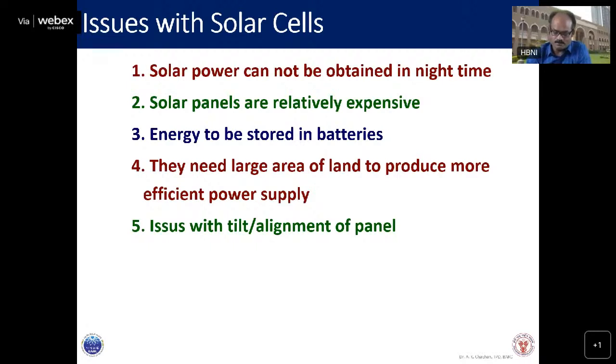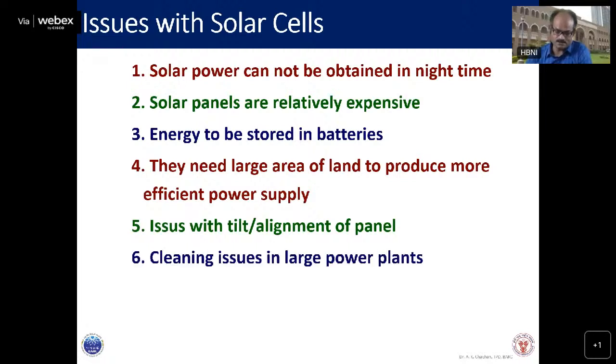So, can you do it all the time? Ideally, if you can keep on tilting or aligning the solar panel towards the sun, it will be the ideal situation, but that is not possible. So therefore, there are certain issues with the tilt and alignment of the panel. Can it be done automatically, or if you fix it, there are a lot of issues. So there are several issues.